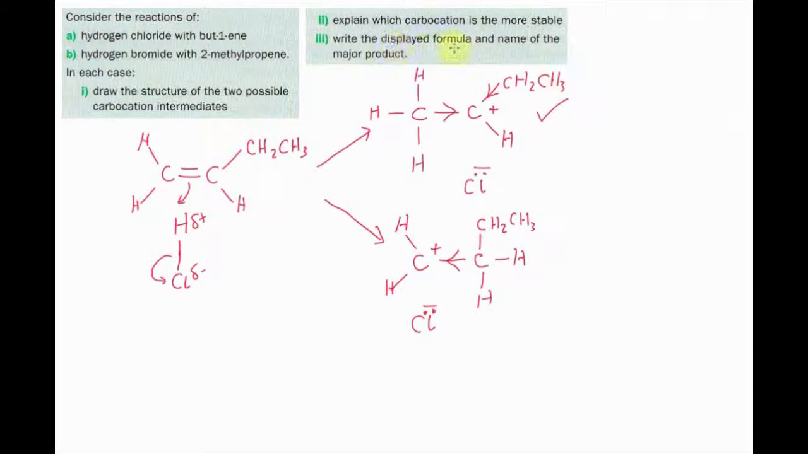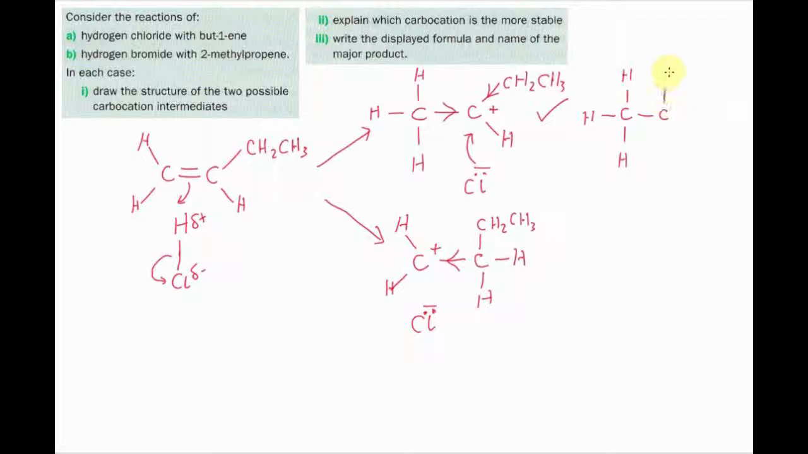And write the displayed formula and name the major product. So the major product, this is the most stable intermediate, and therefore that's going to create the one with the major product. So what's going to happen is then that chlorine is going to add on there, and so we're going to end up with this as the major product.